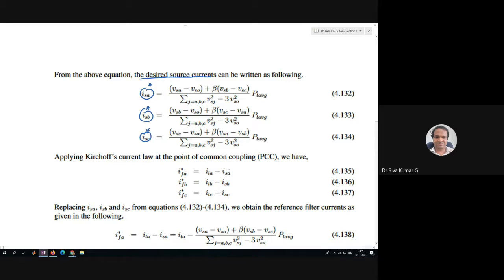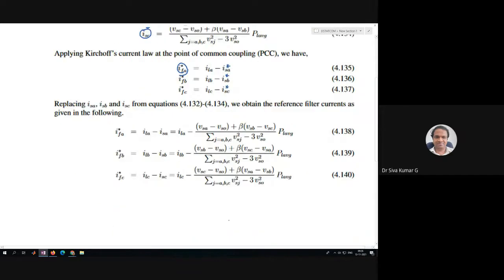From that, we can calculate the star of filter current. Once we have the instantaneous load current, if you subtract the ISA star, the desired currents, we get the filter currents. The way I explained in the unit template, the same thing is applicable over here also. This is the equation: IFA is equal to ILA minus ISA star, and these equations have also been used in generating the filter currents.